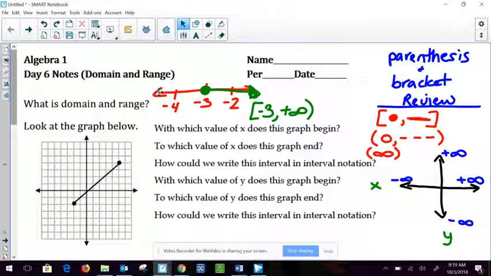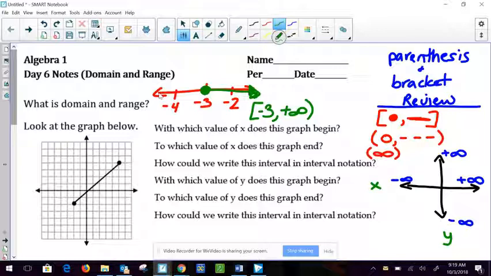Did you copy it down? Great job. So let's just think about what we're looking at on this graph. The first question below says, with which value of x does the graph begin? So if you look here, we have this line graphed. It lines up with this number right here on my graph. So that would be -2. So it begins at -2.